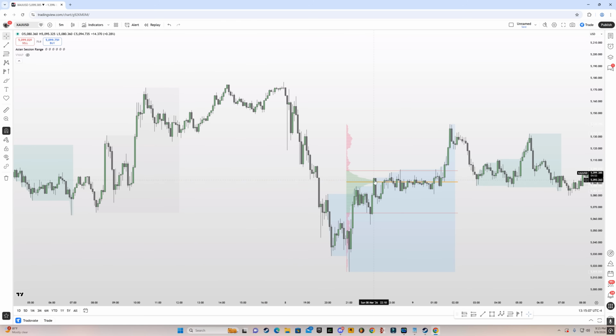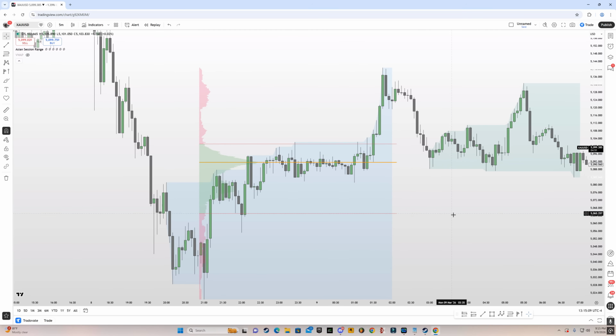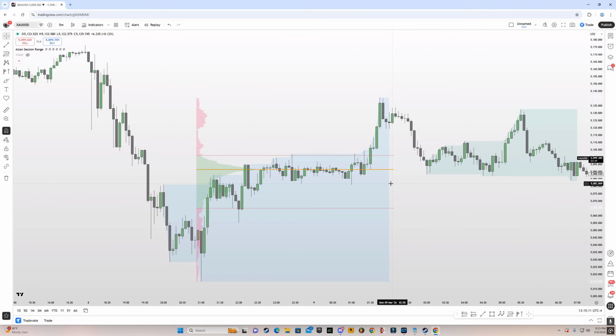Now, this right here, guys, is a random volume profile, but this is not the strategy. I'm just going to explain to you first what volume profile is, and then I'm going to move on to the actual strategy. When you draw out volume profile, you're going to see three lines. We have this red line, which is called the value area high. Then we have the point of control with the orange line, and then we have the value area low.